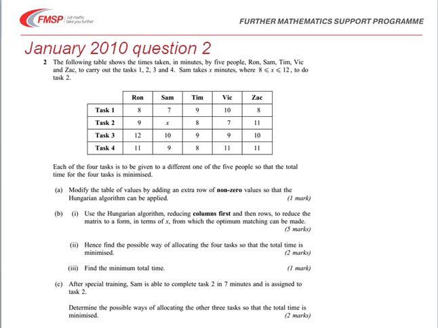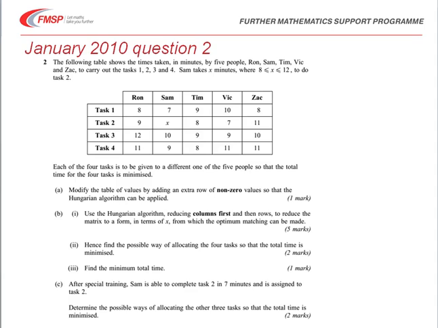So first of all, we notice that this has got 4 tasks and 5 people, so we need to put in an extra row in part A of the question. Part B of the question, using the algorithm, we're going to reduce the columns first. So it's going to be column reduction followed by row reduction, and then to find an optimum matching by using the Hungarian algorithm.